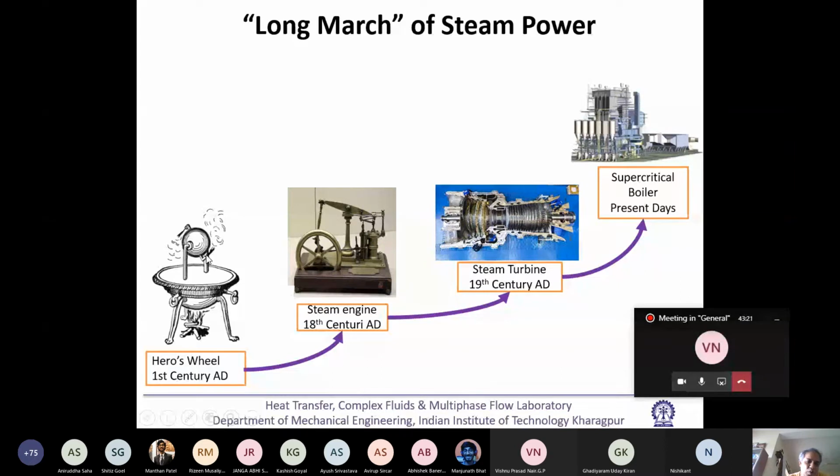So it is just like a lawn sprinkler. In a lawn sprinkler, water comes out in two different directions and the lawn sprinkler moves. So here also it is like this. So this was the Hero's Wheel that was demonstrated. I think he was a Greek scientist, and he demonstrated this motion.